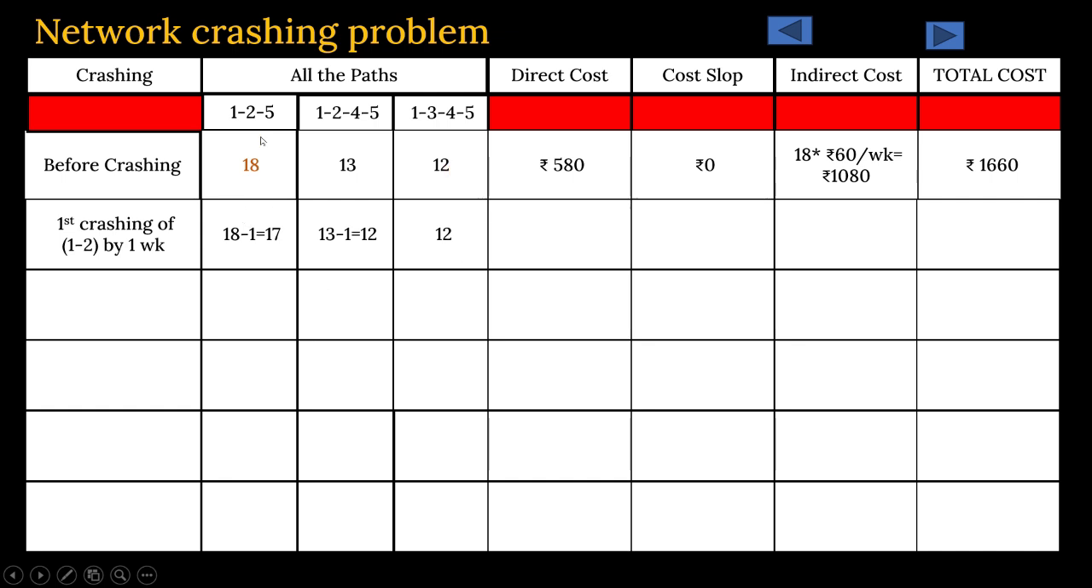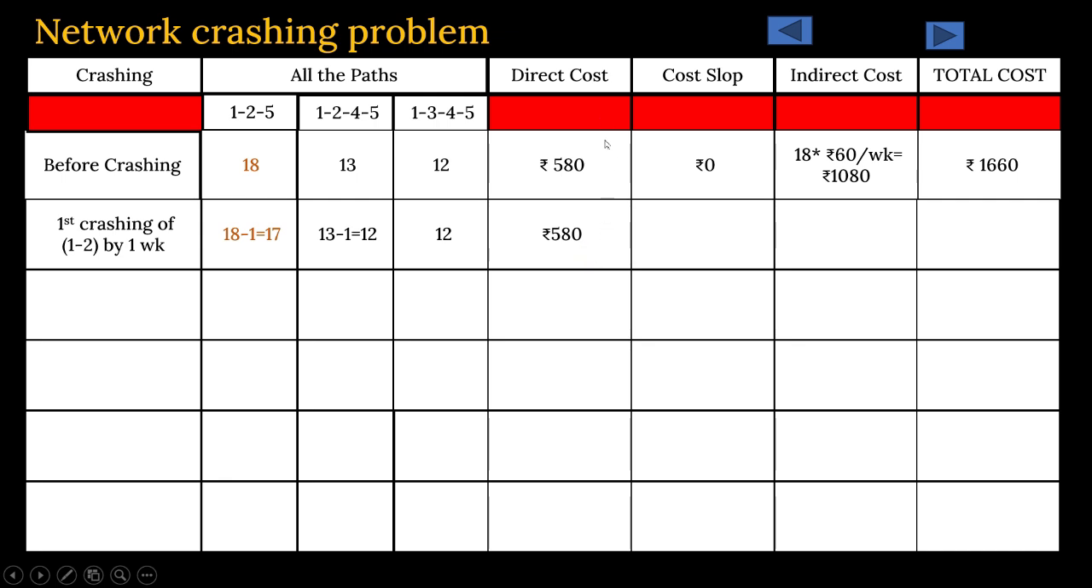Got my point? I'll repeat. 1 to 2 is one of the critical paths. And in this probable path 1 to 2 is also involved as a critical path. So if you reduce 1 to 2 by 1 day, obviously it will have effect in both the areas. Here 18 minus 1 day, 17 days, 13 minus 1 day, 12 days. Here there is no change. In this case, what will be your total cost? Let us calculate that if you have crashed it by 1 day.